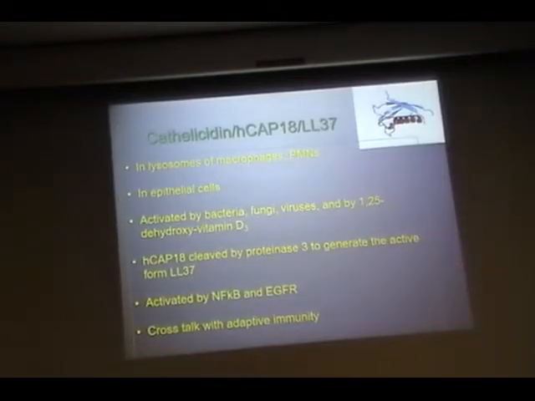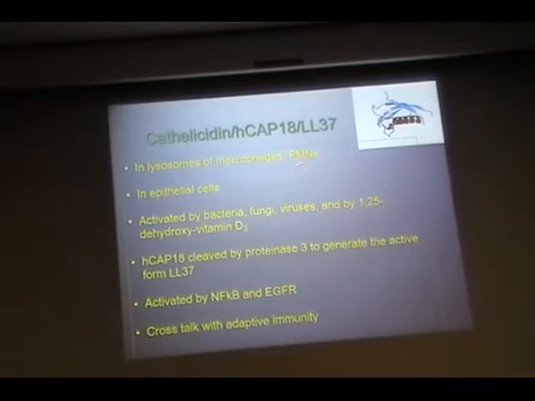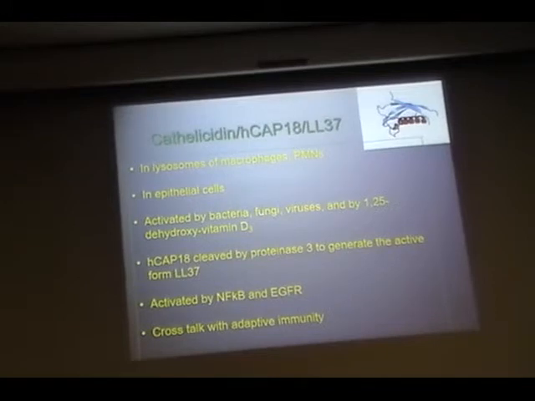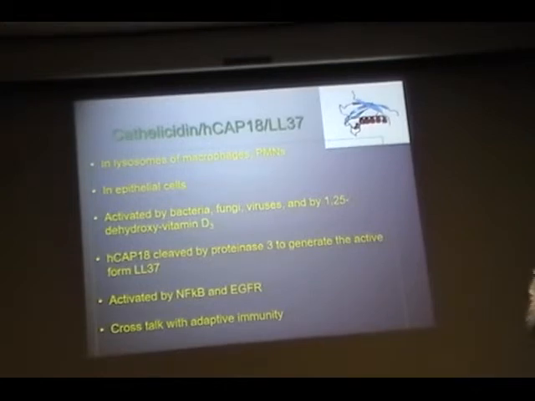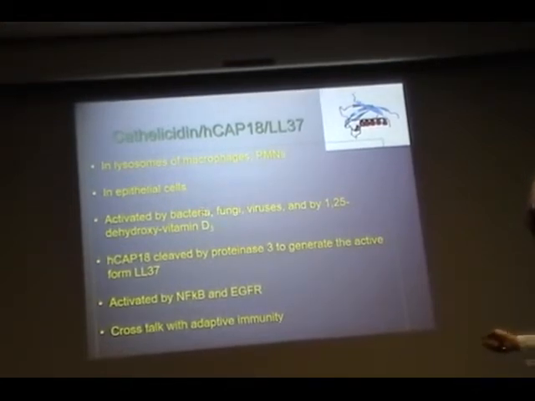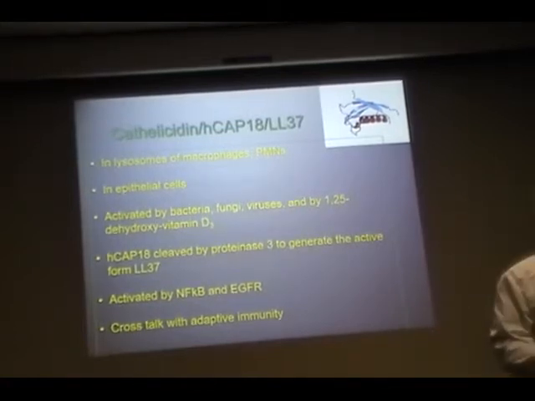So cathelicidins, as I said to you, CAP18 is the mother molecule, while LL37 is the active part of CAP18. Once it gets cleaved off of the CAP18, it's found in lysosomes of macrophages and PMNs. It's also found in epithelial cells. It can be activated and released from epithelial cells by bacteria, fungi, and viruses, and by activated vitamin D3.